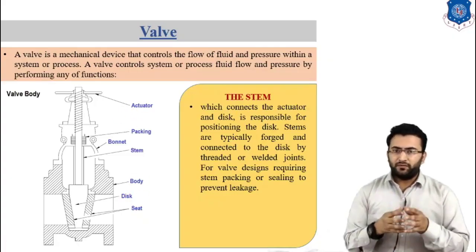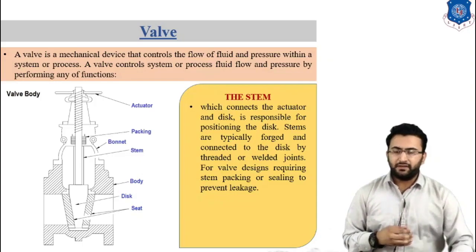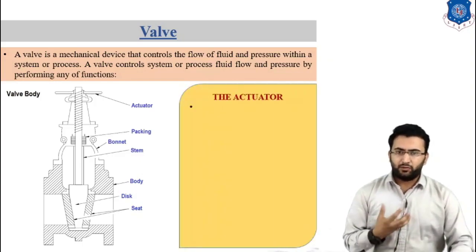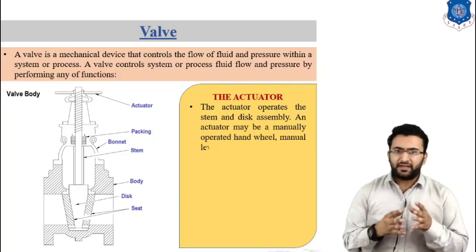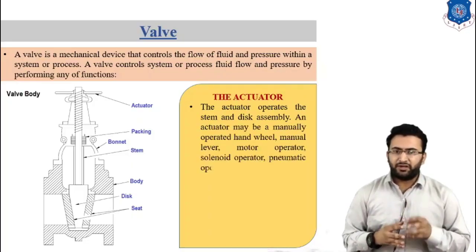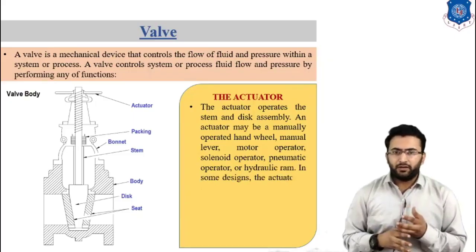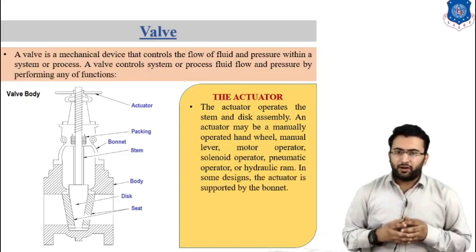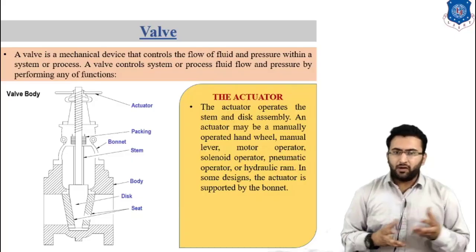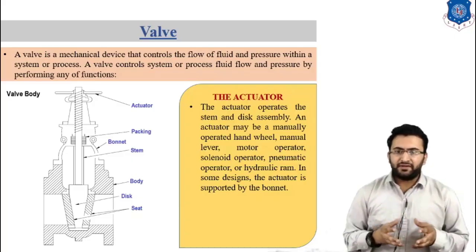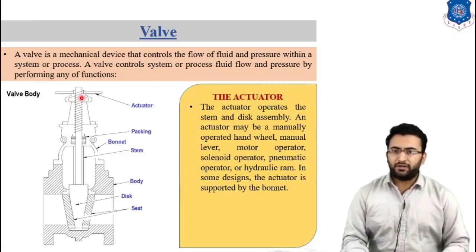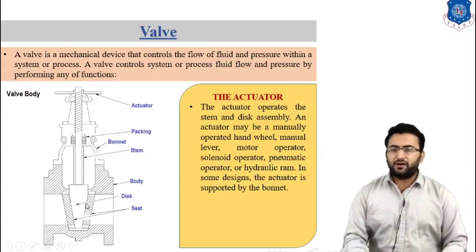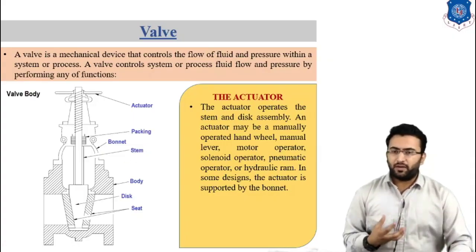Let's talk about another part of the valve, which is the actuator. An actuator operates the stem and disc assembly. An actuator may be a manually operated hand wheel, manual lever, motor operator, solenoid operator, pneumatic operator or hydraulic ram. In some designs, the actuator is supported by the bonnet. So this is all about the actuator.